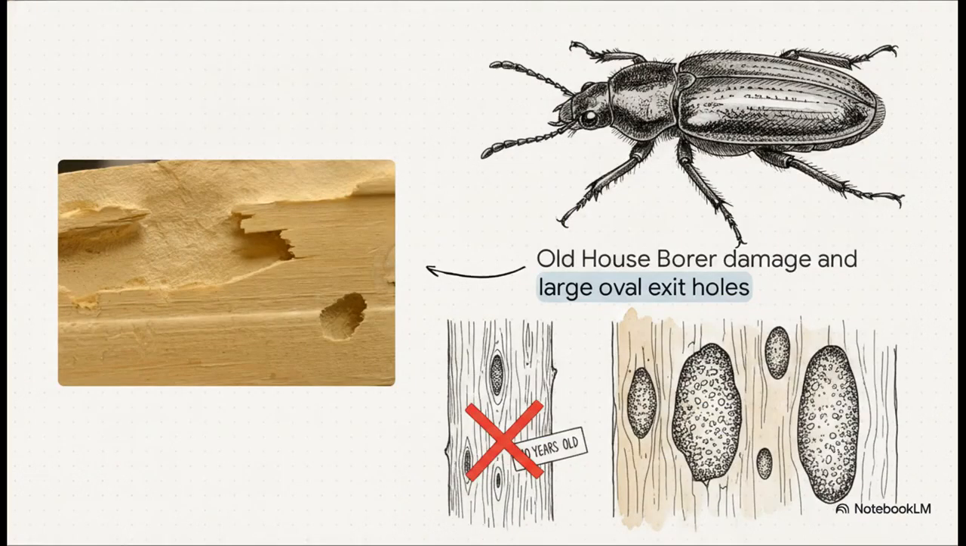Now contrast those tiny pinpricks with a much more chaotic crime scene. When you have much larger, oval-shaped exit holes measuring between 1/4 and 3/8 of an inch across, with frass inside that's tightly packed and very coarse, you're looking right at the old house borer. And here's a super helpful behavioral quirk for this one. They exclusively target softwoods that are less than 10 years old, so knowing the age and the type of the wood instantly narrows down your suspect list.